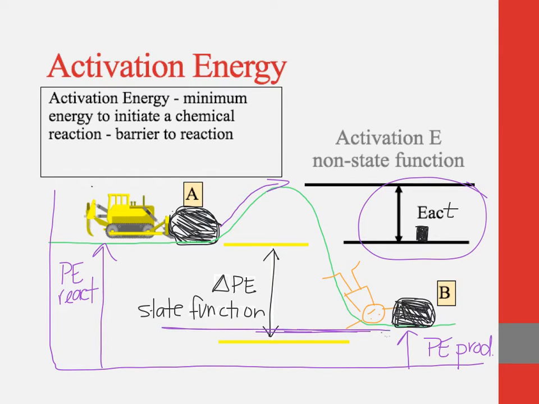So the change in the potential energy of the products and the potential energy of the reactants gives us our overall change in energy. And we referred to this as delta H, or heat of reaction.